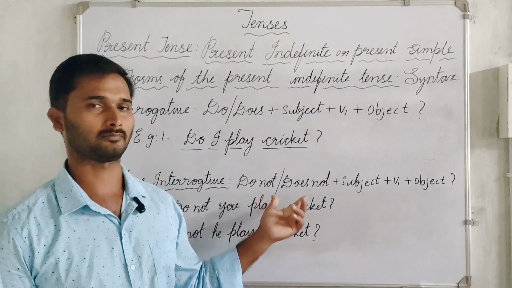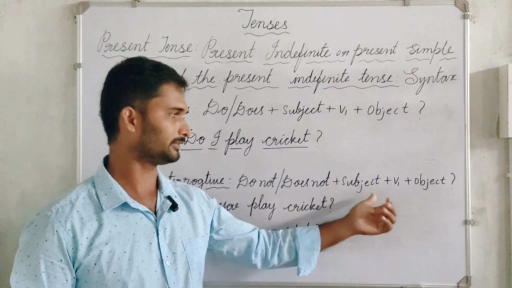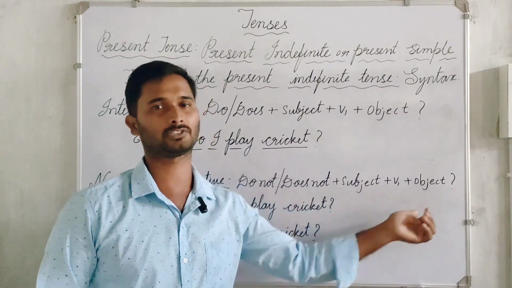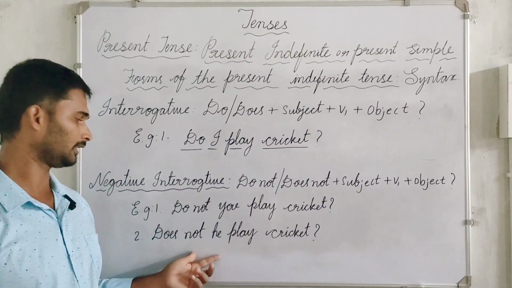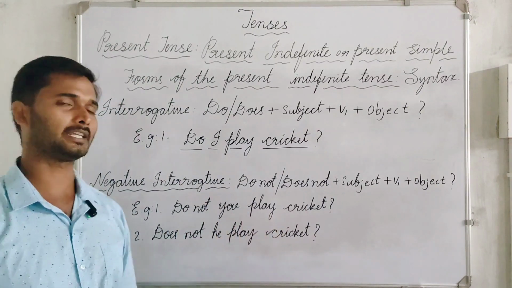Negative interrogative form. Here we have the syntax: do not or does not plus subject plus V1, the first form of the verb, plus object, plus at the end of this, a question mark. Here are a few examples. Do not you play cricket? Or does not he play cricket? The short forms. Don't you play cricket? Or doesn't he play cricket?